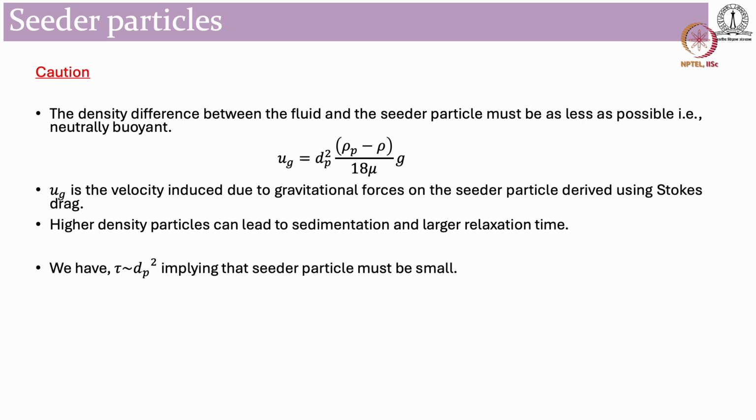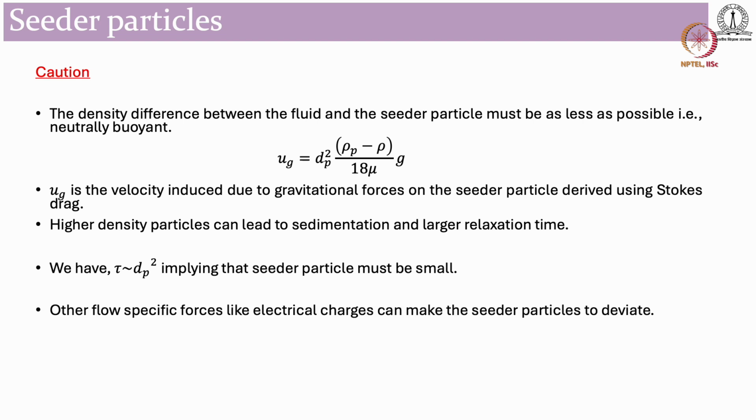And now again, previously we saw that tau is directly proportional to the square of the particle diameter, which implies that your seeder particle must be very small, right, the diameter. But again, if it is very small, then Brownian motion can come into the picture, and that's why we have to be very careful while selecting the diameter of the particle.